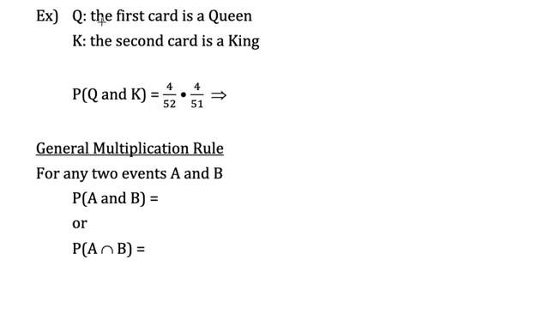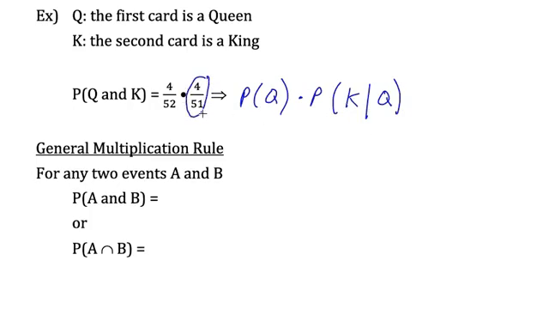If we have Q representing the event that the first card is a queen, and K representing the event that the second card is a king, the probability of Q and K, we already showed that that was 4 over 52 times 4 over 51. Well, the 4 over 52, that's the probability of getting a queen. And the 4 over 51, that is the probability of getting a king given that the first card was a queen. So this 4 over 51 was actually a conditional probability.